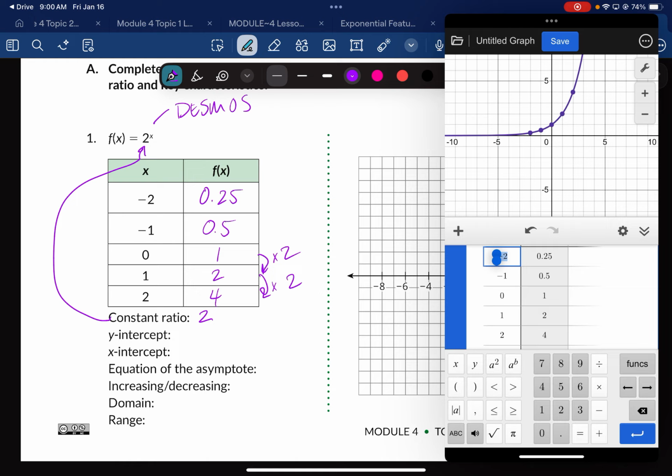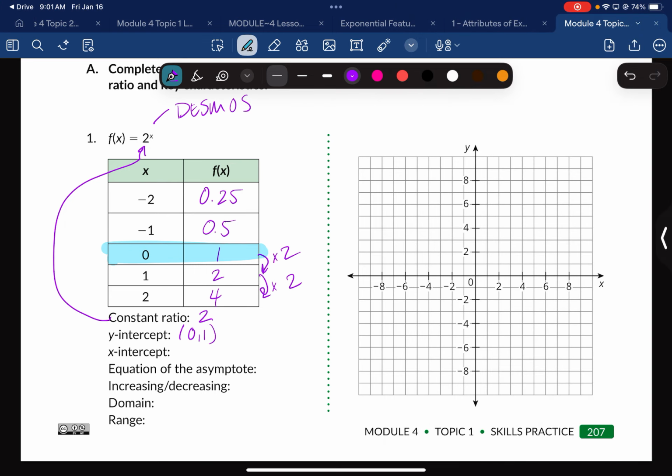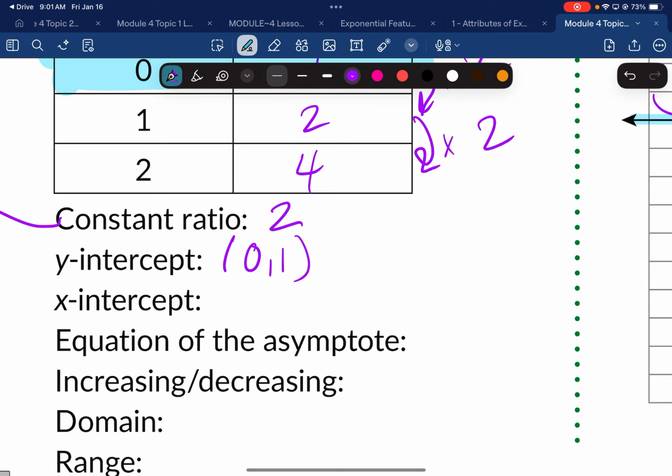What is your y-intercept? Your y-intercept is this number right here. Let's write it as a point, (0, 1). Your x-intercept, what is your x-intercept? Well, remember, we can do this real quick. Let me show you guys. This right here is your asymptote. Your graph will never touch your x-axis, so you never have an x-intercept. So this is going to be none.